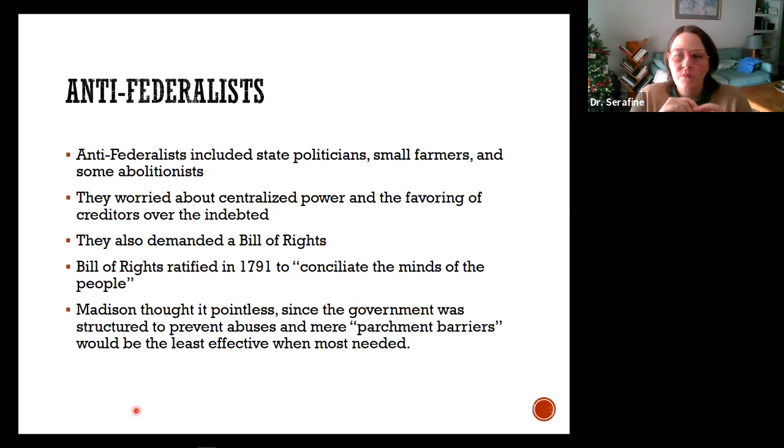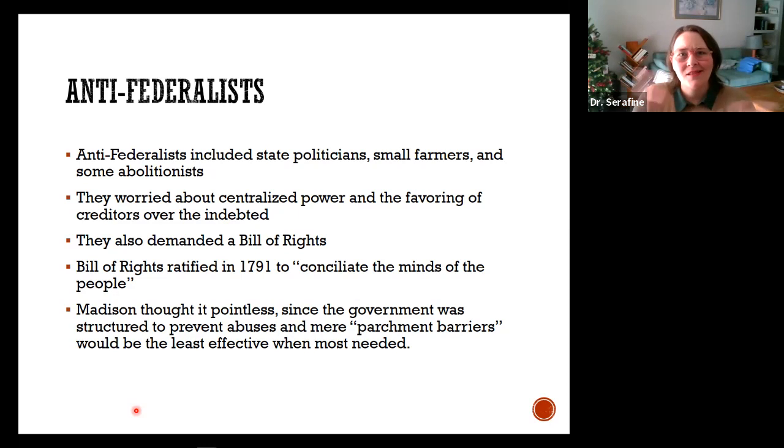And they're right. People worried about centralized power, people worried about favoring creditors, people that you owe money to, instead of the people that are in debt. Again, that's the central issue of Shays' Rebellion as well. These anti-federalists will come to demand that Bill of Rights that James Madison will author.